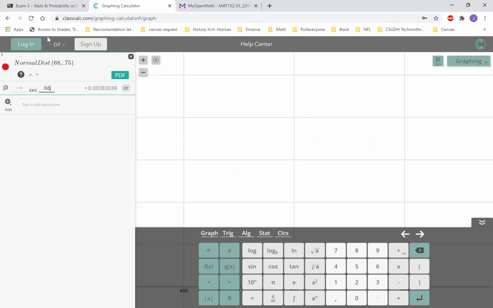So if you look at it, I already have the normal distribution of 68 and 0.75, so that's fine. The only thing I have to do is change my lower bound to 70. And then you change this to infinity, which is 0.0038. 0.0038. And that's your final answer for part B. Any question for part B? All right.